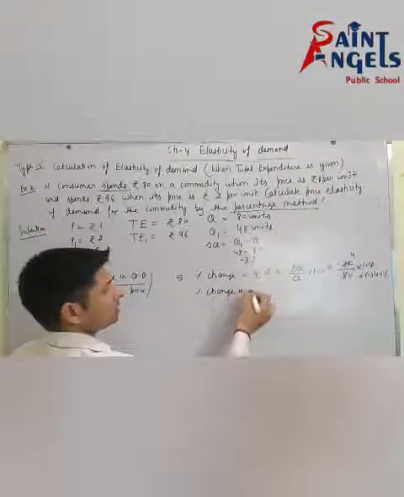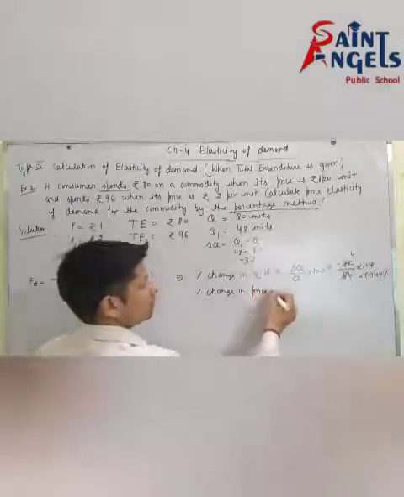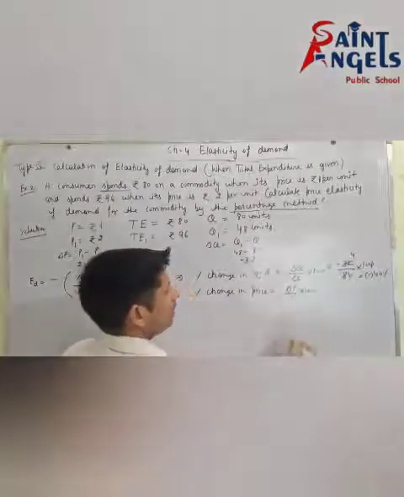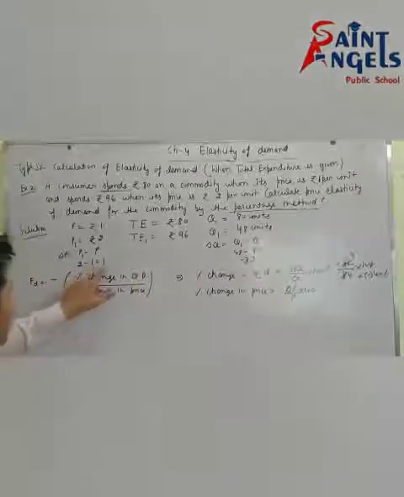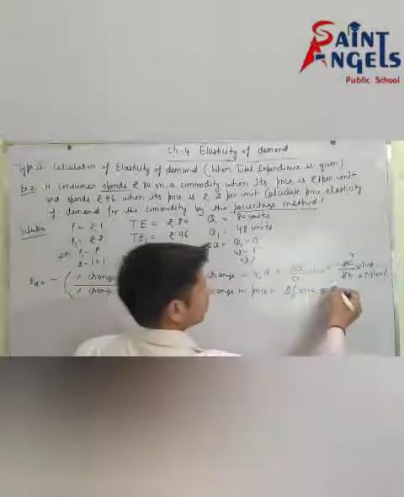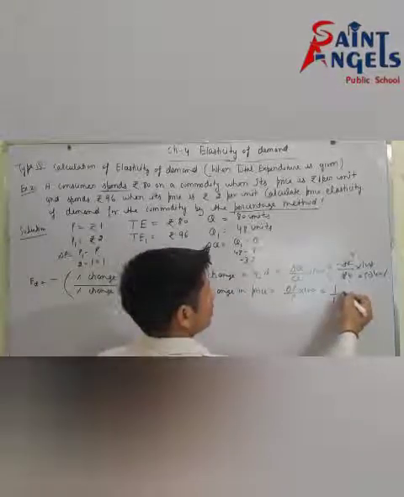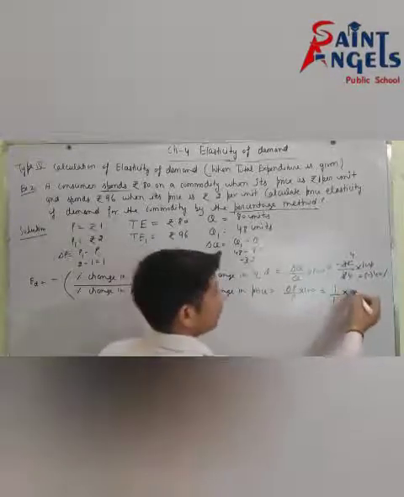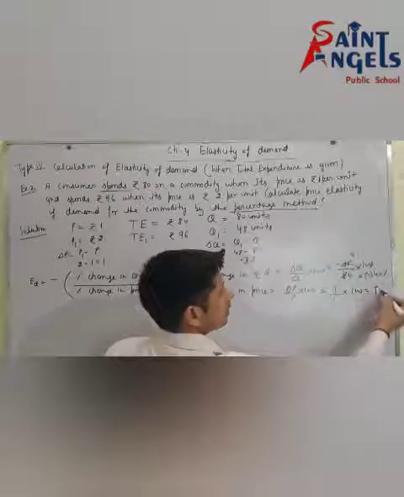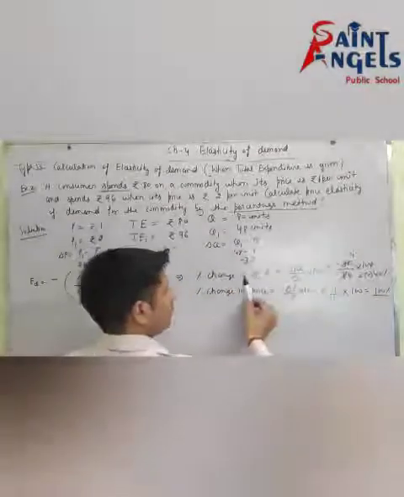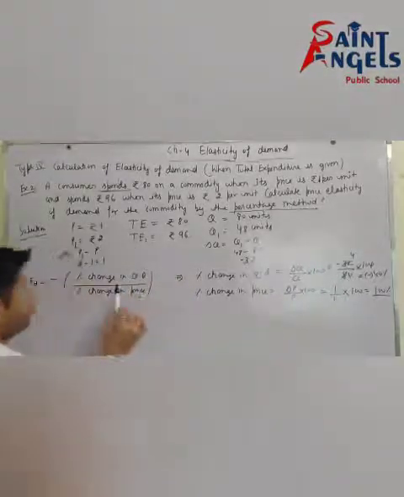Now calculate percentage change in price. What is the formula of this? Delta P divided by P into 100. So delta P means 1 and P means again 1. See, 1 by 1 into 100 means 100%. See, please put the value of this and this into this formula.